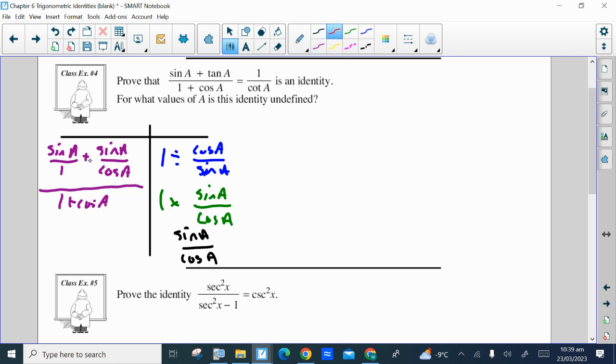One of the hints said that if you have two terms with different denominators, get a common denominator so you can combine those two terms. So that's what I'm going to do here. I'm going to get a common denominator of cosine A so that I can combine these two terms into one. So this one, I'm going to multiply it by cosine A, and then I'll multiply the top by cosine A as well. So that top will be sine A cos A.